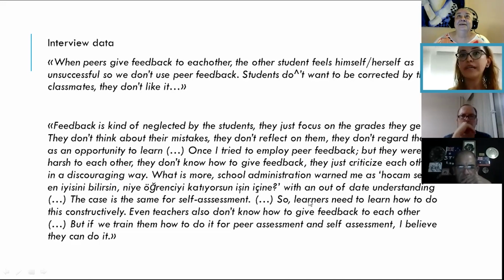With an out-of-date understanding. The case is the same for self-assessment. So learners need to learn how to do this constructively. Even teachers don't know how to give feedback to each other, but if we train them how to do it for peer assessment and self-assessment, I believe they can do it. The insight of this teacher is very important to me because it is really the case for most of the classes, language classes in Turkey, I believe.